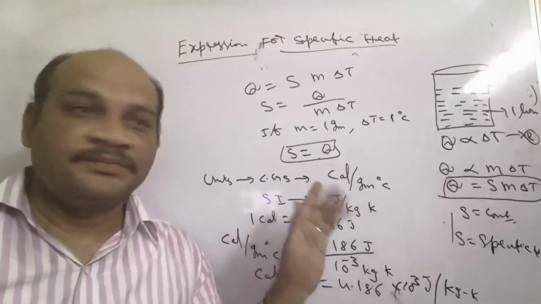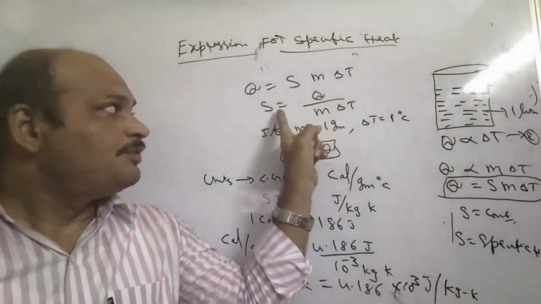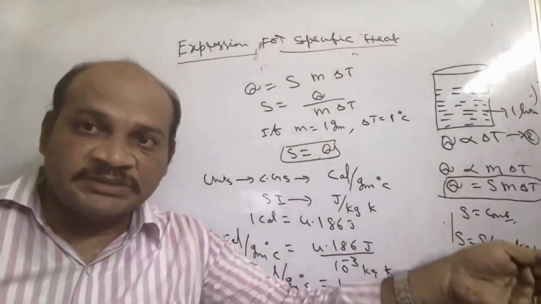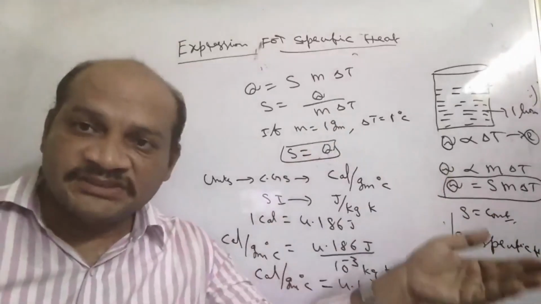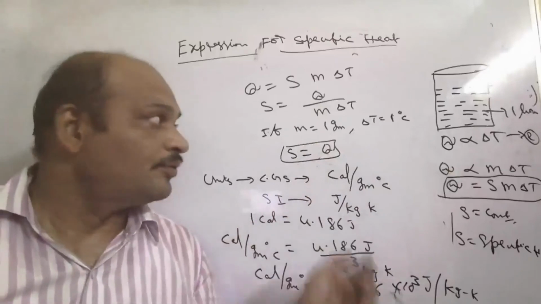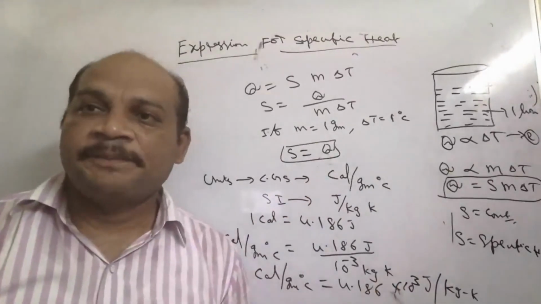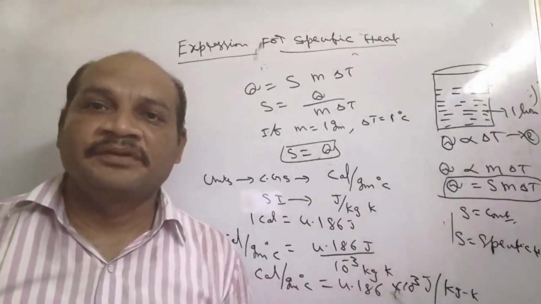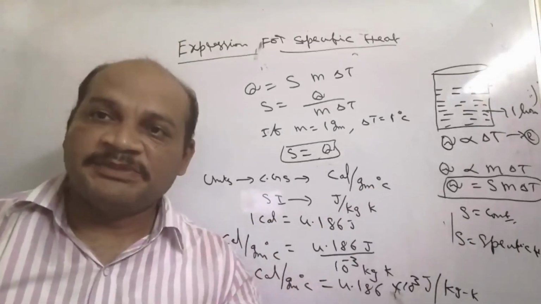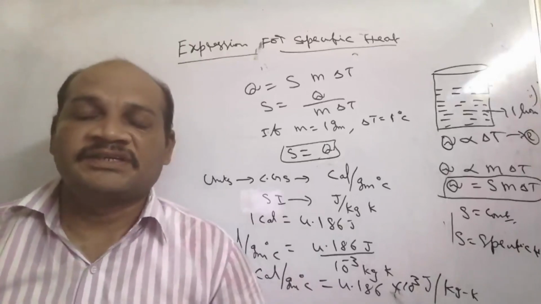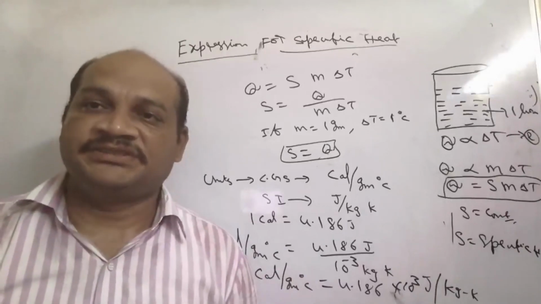This is the expression for specific heat. So specific heat depends upon the amount of heat given to the substance, the mass of the substance, and the temperature change of the substance. In the next class, we will discuss the principle of the method of mixture and the mathematical expression for the resultant temperature after mixing of substances. Thank you.